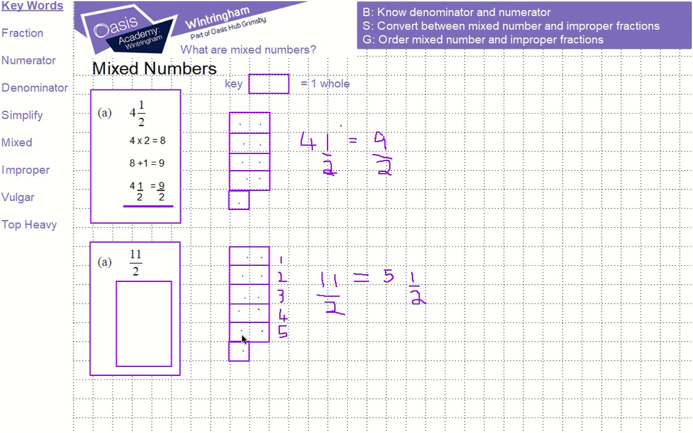As well as using the bar models, we can also use the numbers like we did, similar to on the last example. So this time we've got 11 over 2. And this fraction line here, what that means is divide. So it's telling me 11 divided by 2. How many times does 2 go into 11?